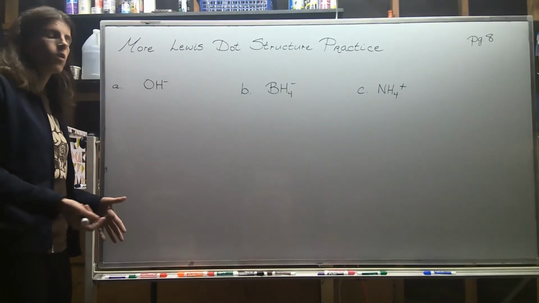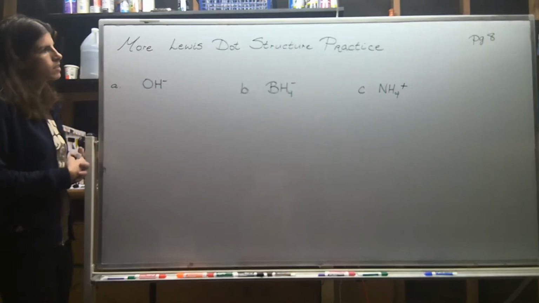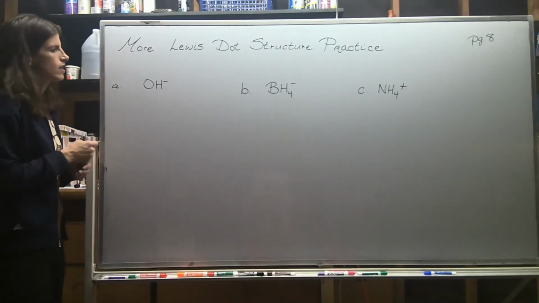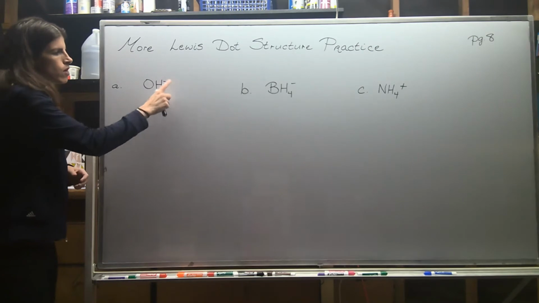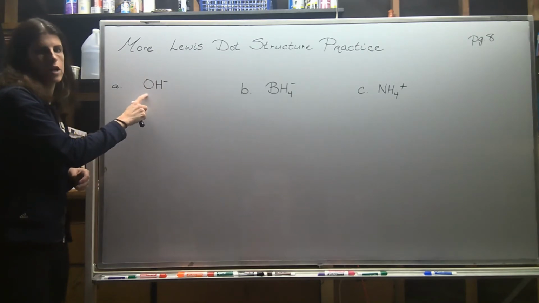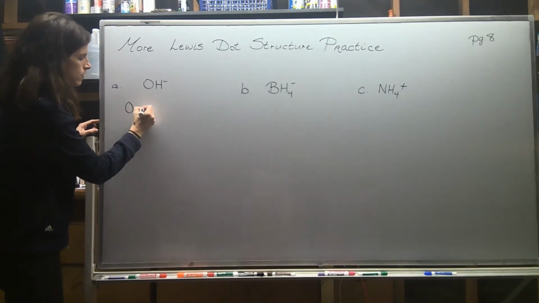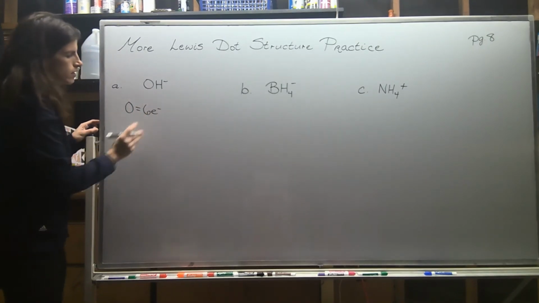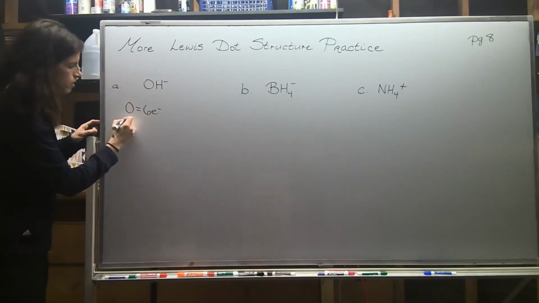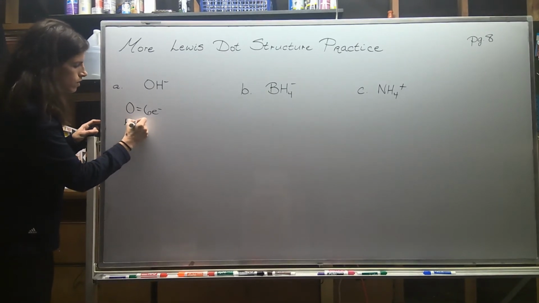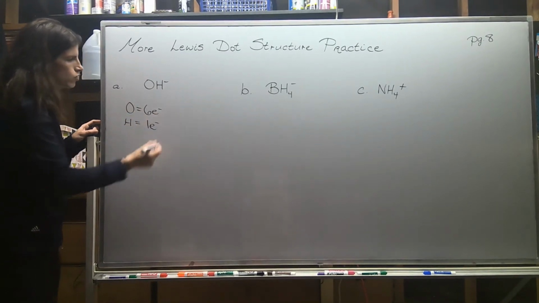So in this video, we're going to start working on drawing Lewis dot structures for ions. Let's look at this first example, the Lewis dot structure of the hydroxide ion. So oxygen is in group 6. It's going to give us 6 electrons. Hydrogen's in group 1. So we get 1 more electron from the hydrogen.